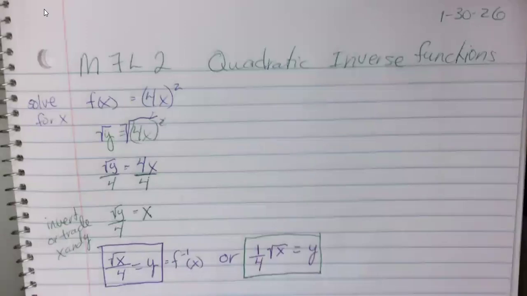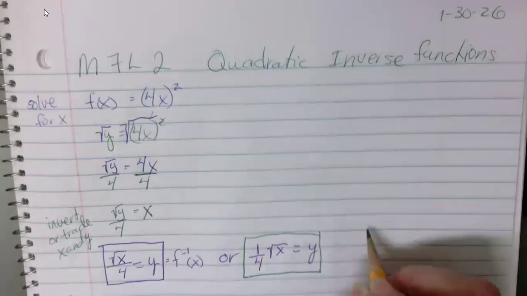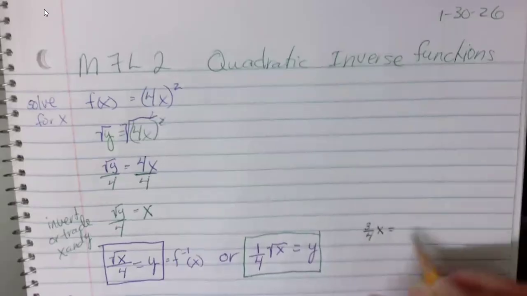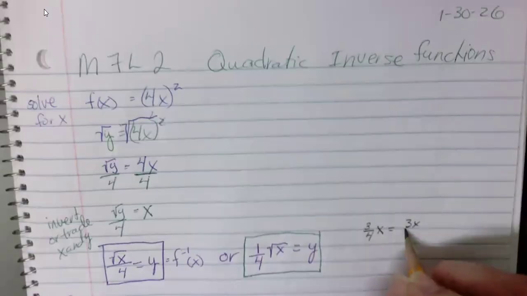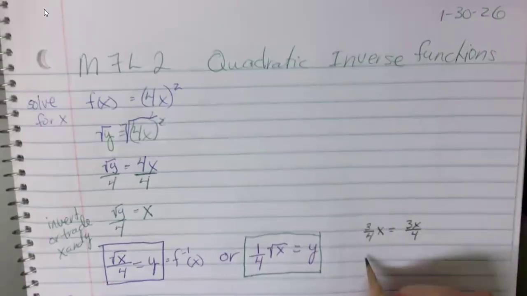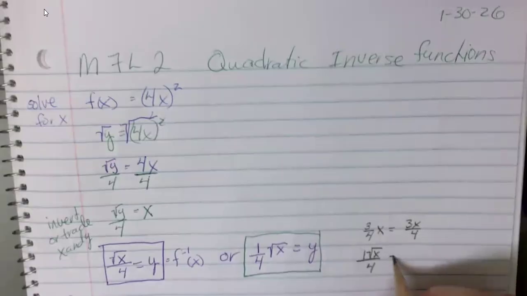Someone in one of my classes wanted a little more clarity on that, so let me show you again. If we have 3 over 4x, that can also be written as 3x over 4. So if we have 1 square root of x over 4, that is the same as 1/4 square root of x.